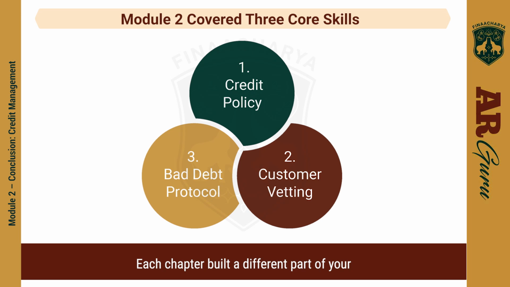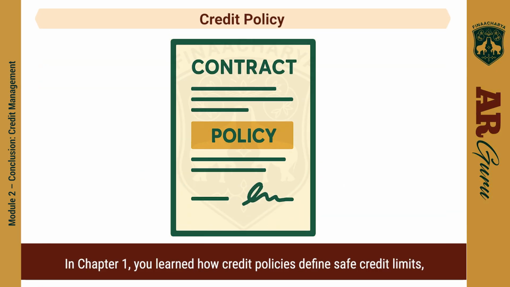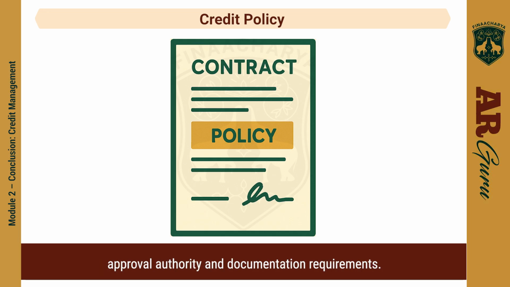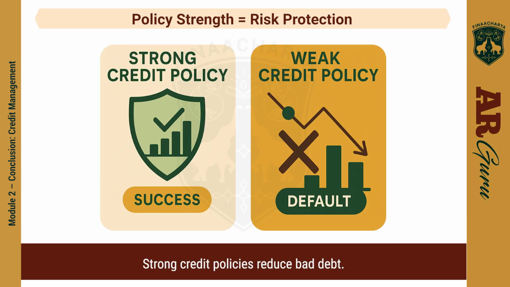Each chapter built a different part of your analytical capability as a credit professional. In Chapter 1, you learned how credit policies define safe credit limits, approval authority, and documentation requirements. Strong credit policies reduce bad debt. Weak policies expose the company to unnecessary risk.